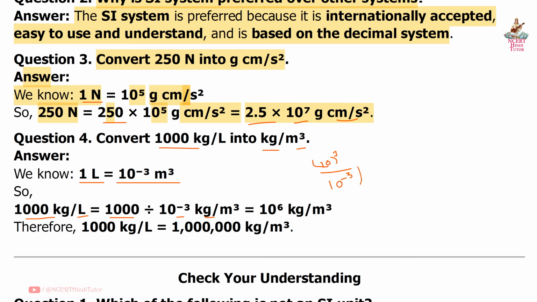So when it goes upward, it becomes 10 to the power 3 into, this power becomes positive. So it becomes 10 to the power plus 3. Minus changes to plus. So it becomes 10 to the power 6 kg per meter cube. Therefore 1000 kg per liter is equals to 10 lakh kg per meter cube.